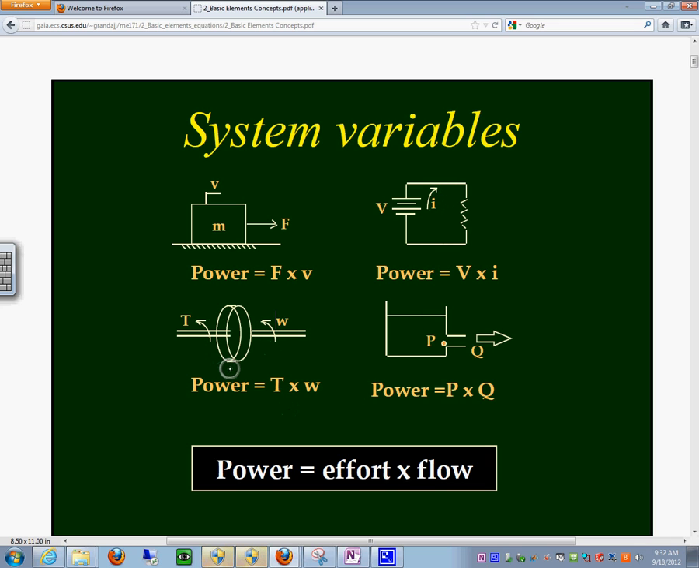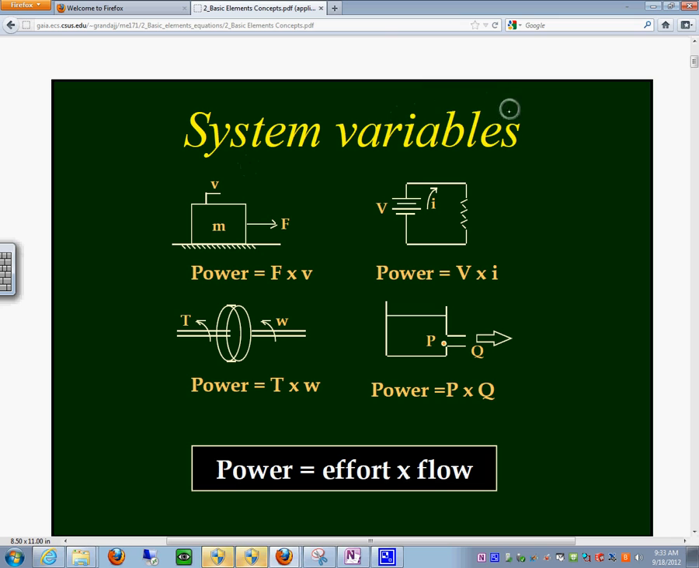Now on the lower left you have a rotational system where you rotate a mass and a shaft, and the variables for power are the torque and the angular velocity. On this side, in a hydraulic system, the variables are the pressure and the volume flow rate. So we are at the crucial step on the first homework on chapter 1. You are being asked to understand what these variables are.